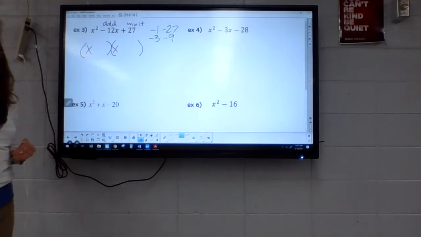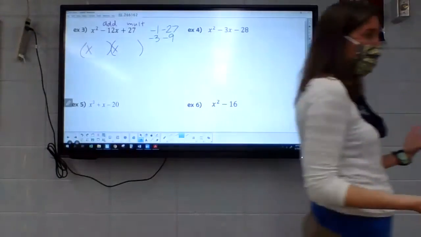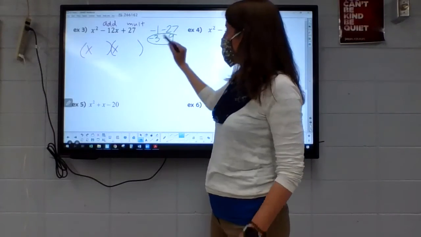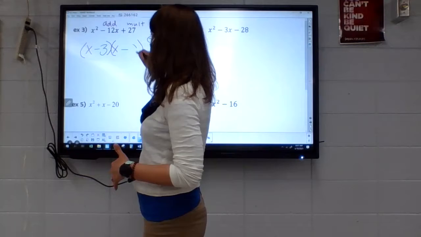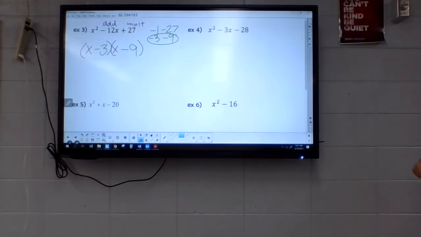Good news is there's not many factors of 27. So it's negative 1 and negative 27, or negative 3 and negative 9. So the two that then add to give me negative 12, two negatives go more and more negative. So those are our factors.